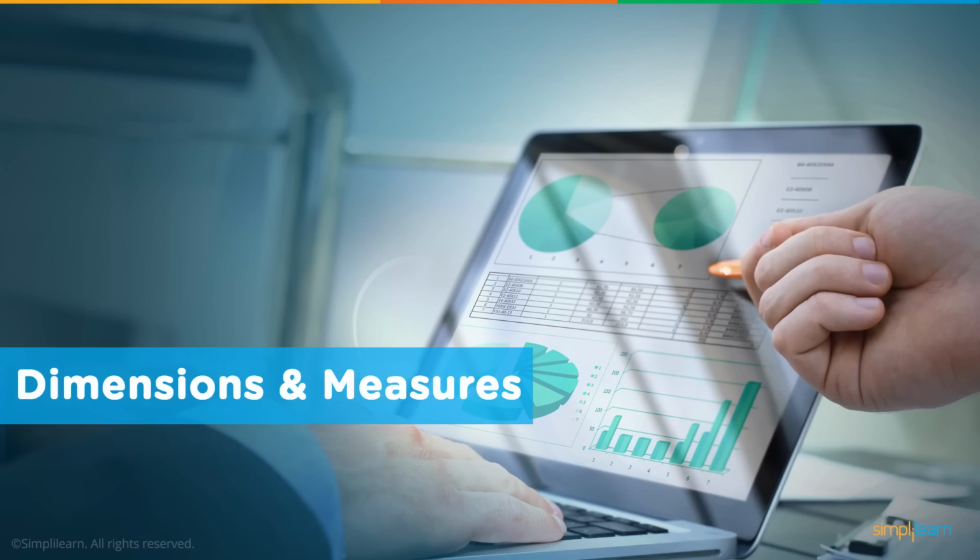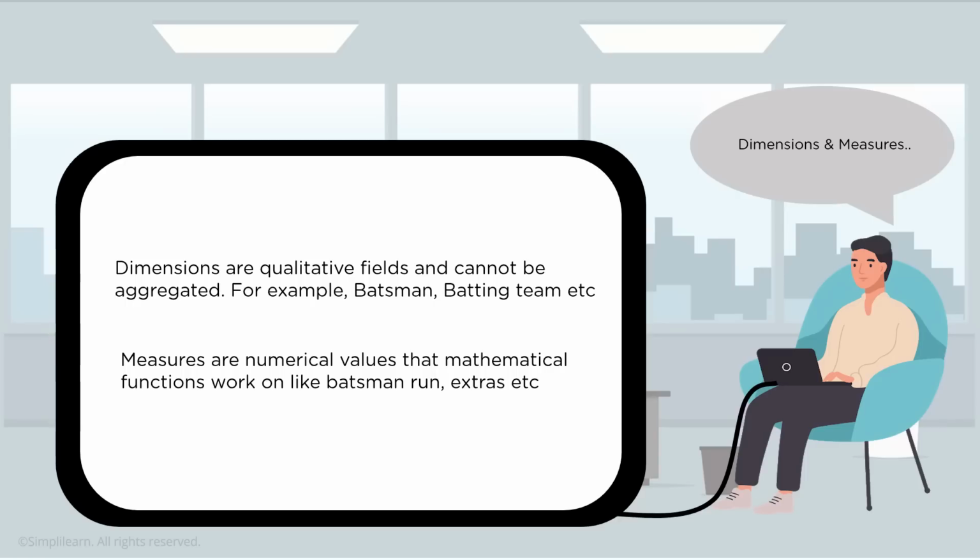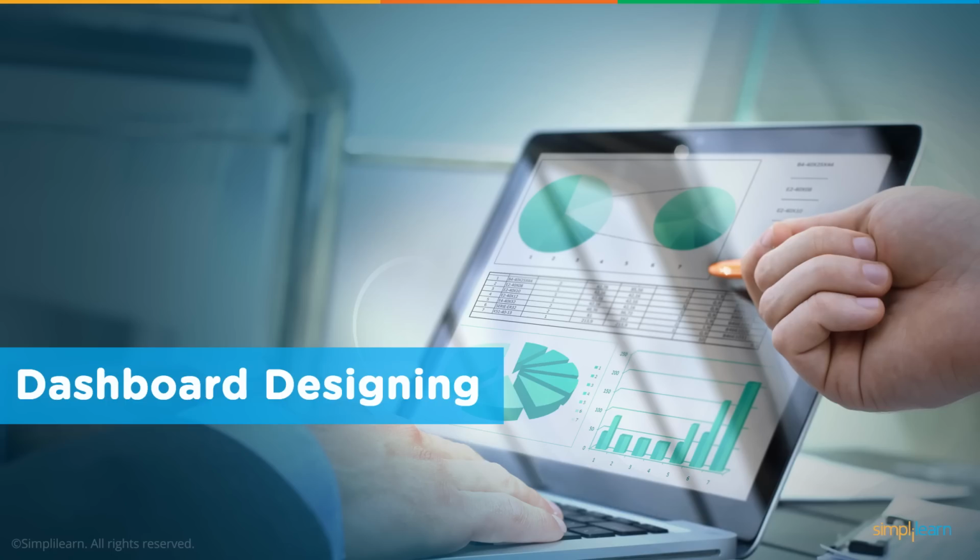Dimensions and measures. Dimensions are qualitative fields that cannot be aggregated. For example, batsman and batting team, etc. However, measures are numerical values that mathematical functions can work on, like batsman runs and extras. So for the case of batsman runs, you can sum up all of the runs for an entire game, or that took place in a city, or for an individual batsman, and that's how you can tell that it works with a mathematical function. Now we'll move on to the last part of dashboard designing.